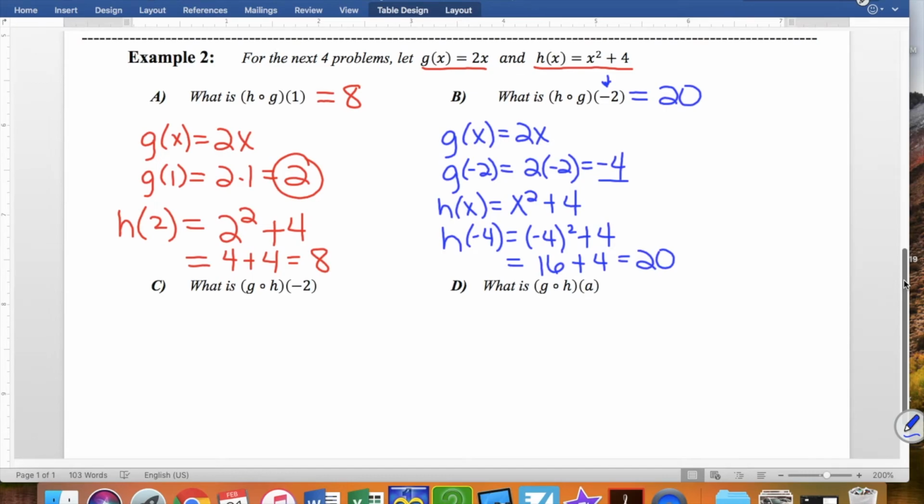All right, let's look at this one. What's different about this one? I still have an input of -2, but this time I'm doing the composition of function g with function h. So I'm going to start this time with function h. So my h of x, again, is x squared plus 4. So I'm going to start with that -2.